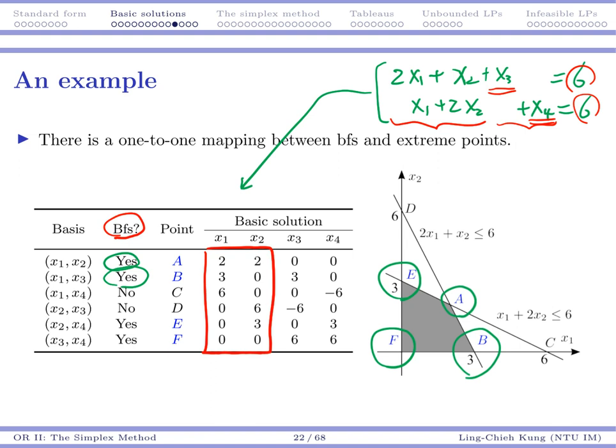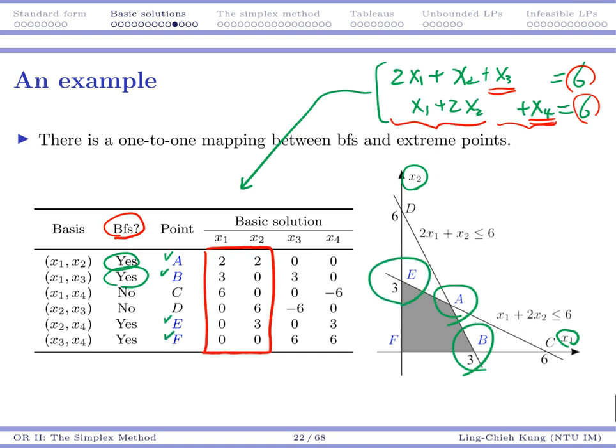We have 4 extreme points for the feasible region of the original problem. In the original problem, you only have x1 and x2. That's how your feasible region looks, this part. And we may see that solution A, (2, 2), is here. Solution B, (3, 0), is here. Solution E, (0, 3), is here. And then solution F, (0, 0), is here.